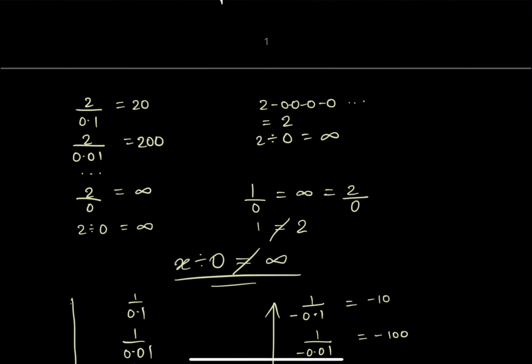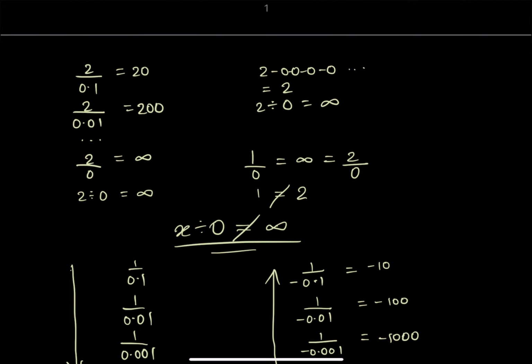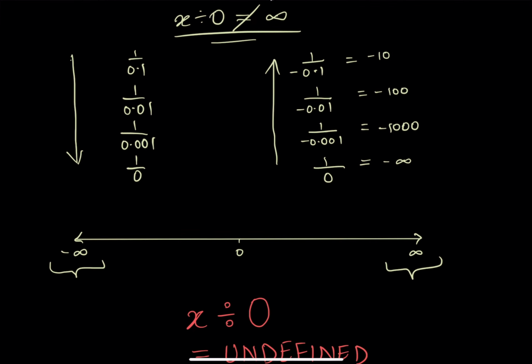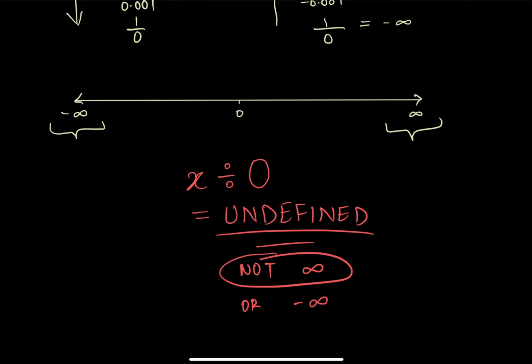Because then they realized that if 2 and 1 both divided by 0 gave us infinity, then that means 1 must be equal to 2, which is not true and breaks the laws of math. So that is why people came up with negative infinity and positive infinity. But since that made absolutely no sense, people came to the conclusion that x divided by 0 is undefined.